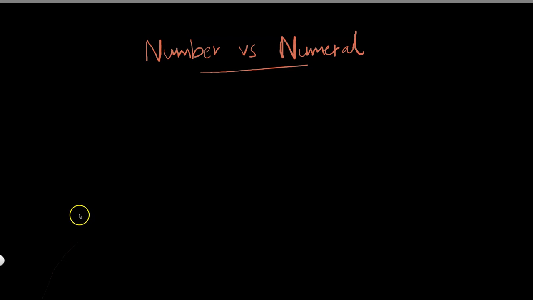Hey guys, so what exactly is a number and what is a numeral? So number is an abstraction. You cannot see or feel a number. A numeral, on the other hand, is a tangible object or group of objects.